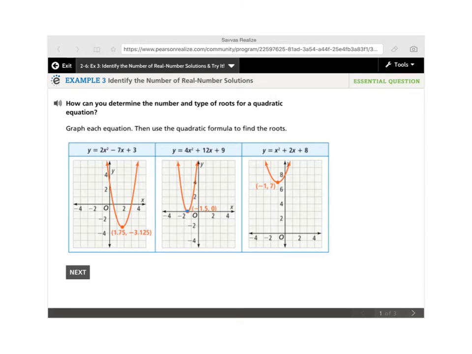So the first graph has two roots. The second one has one. The third one has none. And so that's interesting. What determines that? Use your quadratic formula to prove that indeed there are two real roots in the first one, one in the second one, and none in the third. And then see what you find.